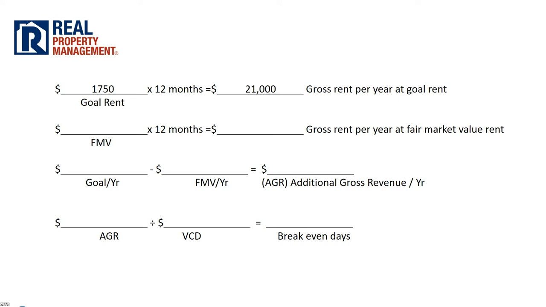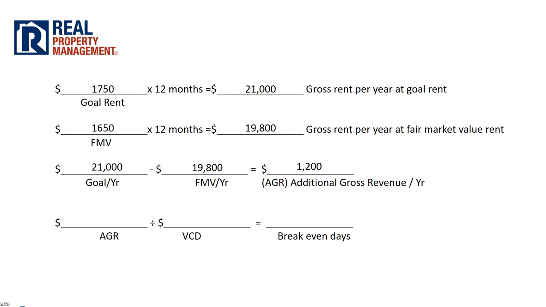Now I'll do the same for my fair market value rent of $16.50. Multiply it by 12 months, and I'll get a gross rent per year of $19,800. Now this part of the math is pretty easy, but let's do it anyway. I take my goal rent per year of $21,000 and I subtract my fair market value rent of $19,800, and I get a difference or additional gross revenue of $1,200.